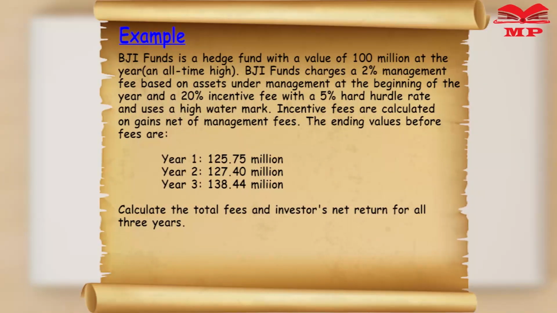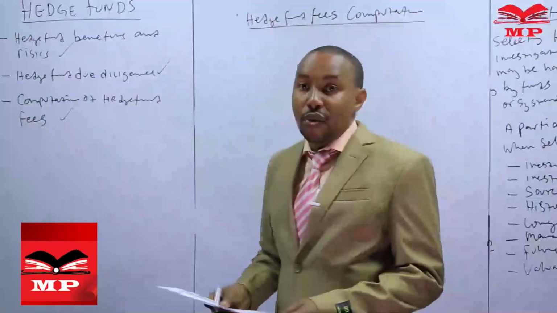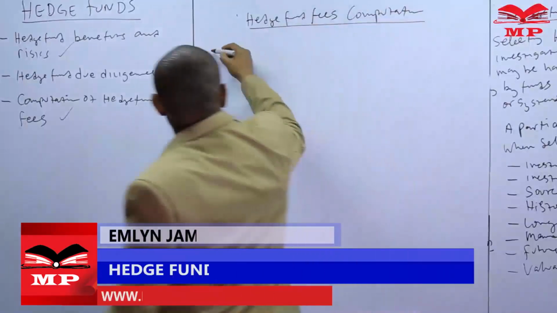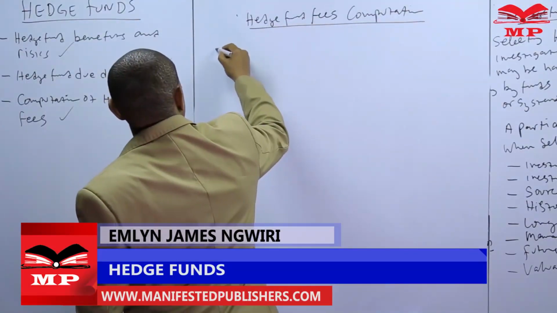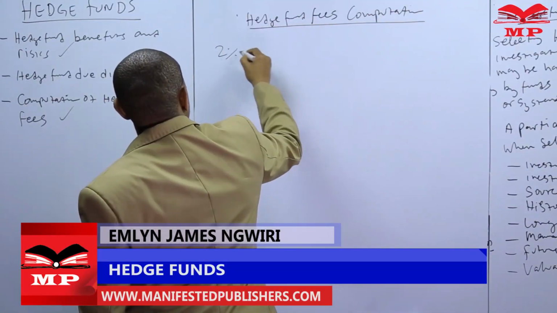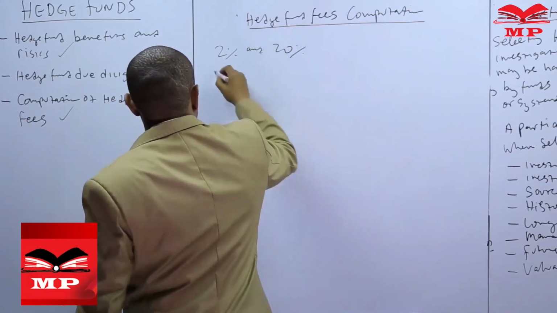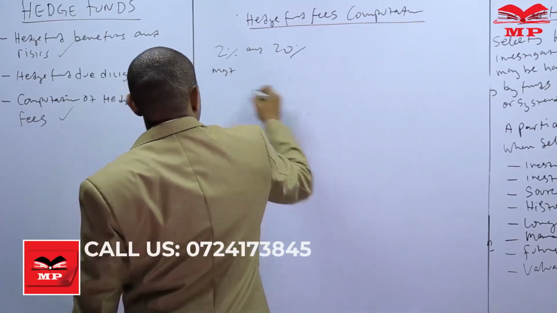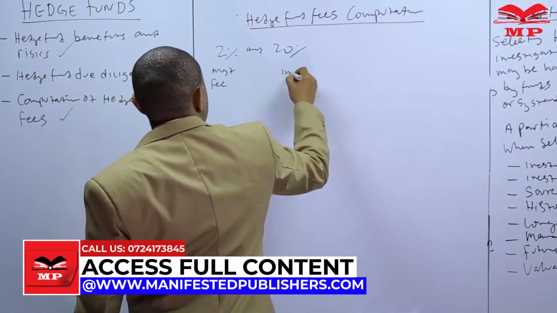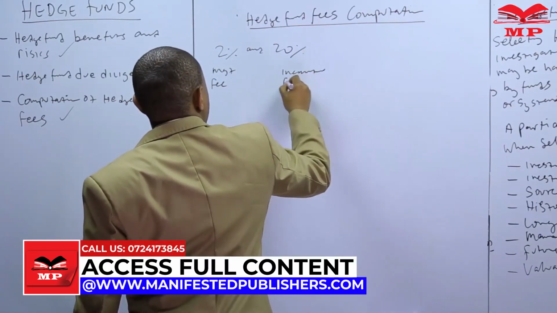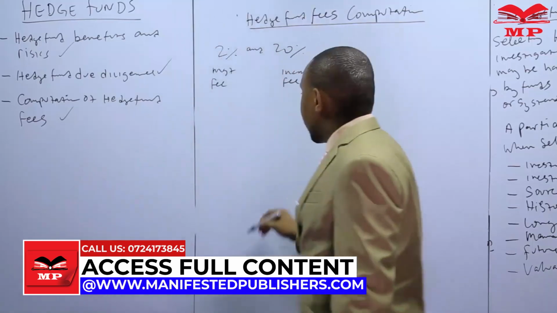Calculate the total fees and investors' net return for all 3 years there. Now, what we need to do is first compute the management fees. So we are saying the management fees will be 2% and 20%. This is the management fee, and this is the incentive fee.